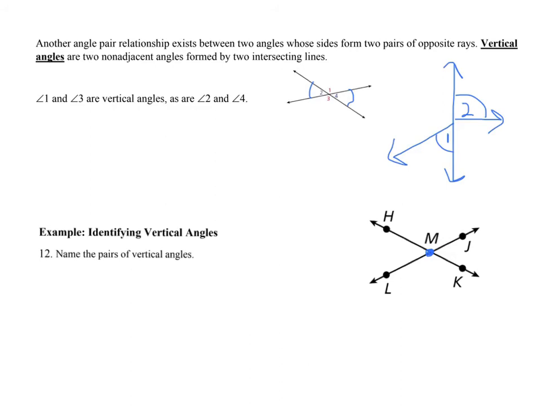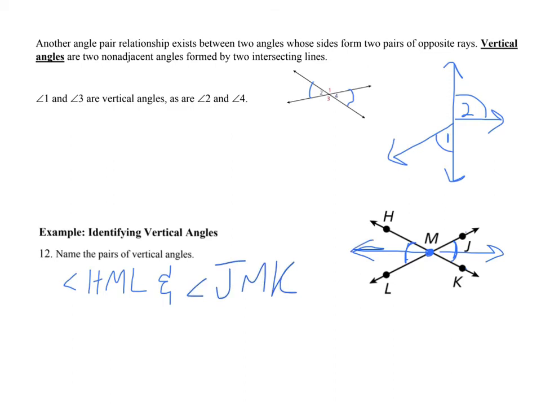So the first pair that I see, and you might have seen the other pair first, but we'll get to that. So the first pair that I see is angles HML, so angle HML, and angle JMK. And those both start at point M and go in opposite directions of each other. So they are vertical angles.